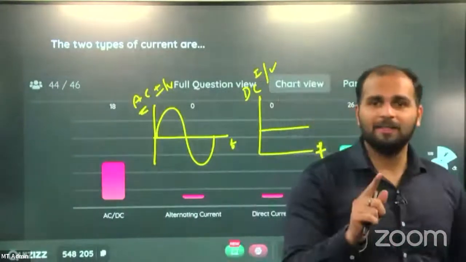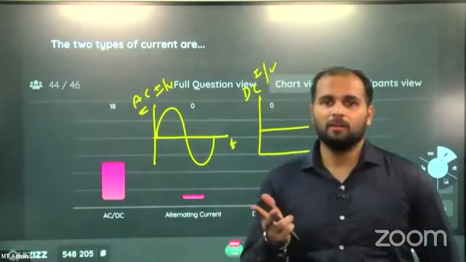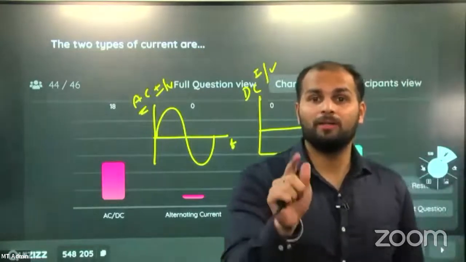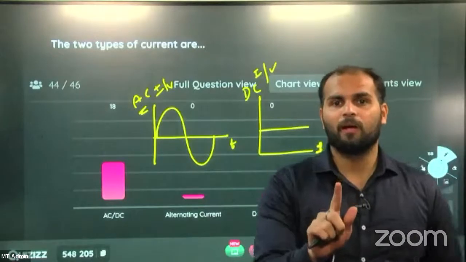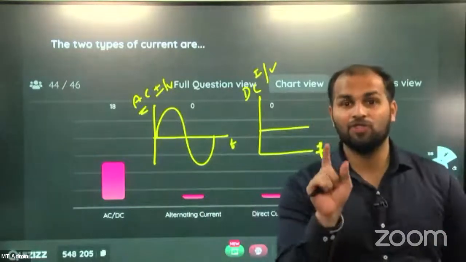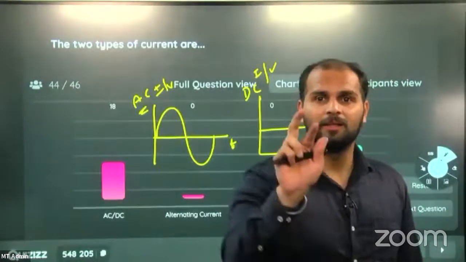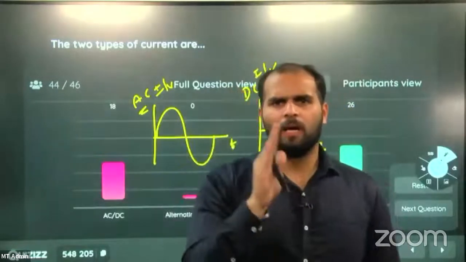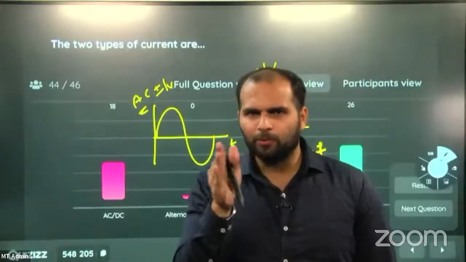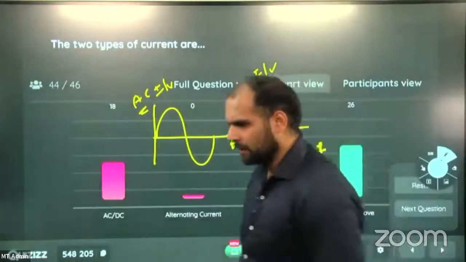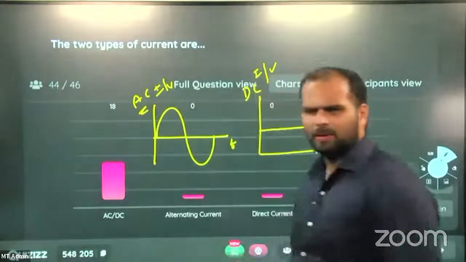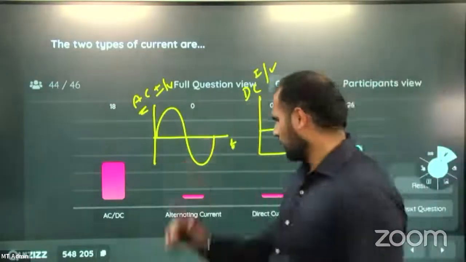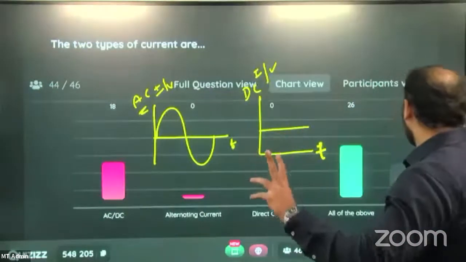Okay, AC can be converted into DC with the help of a device called a rectifier. This you will study in a chapter called semiconductors in your 12th standard. How, and when, and what is the process for that? Okay, that you will study. Correct, using rectifiers, very good. You will study rectifiers in depth later. I guess the first question is clear, no more doubts.